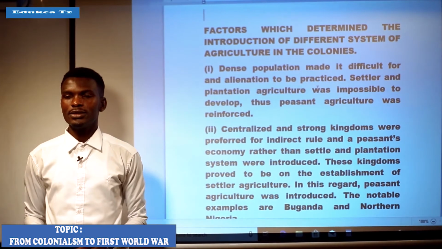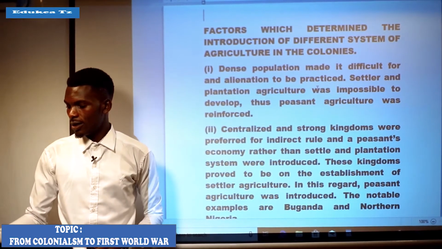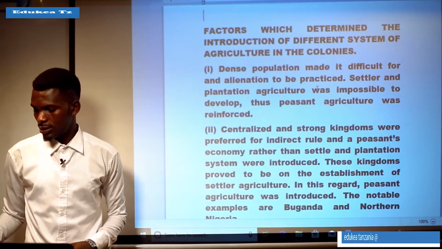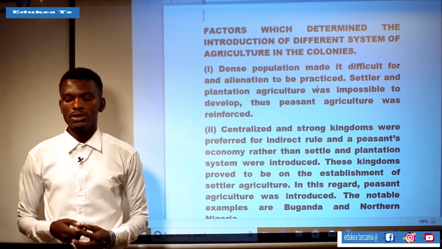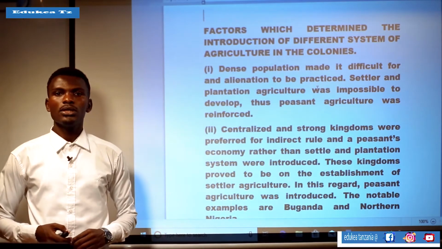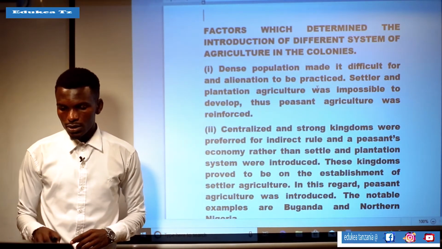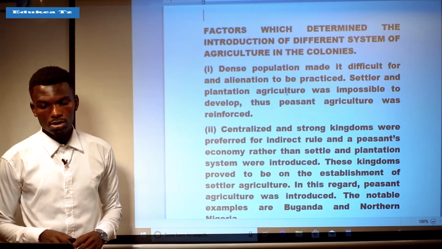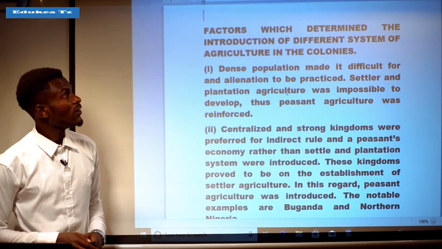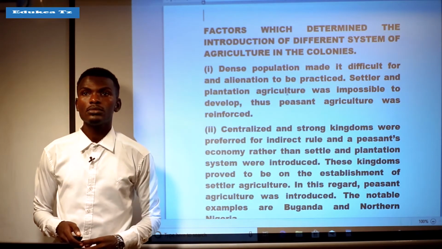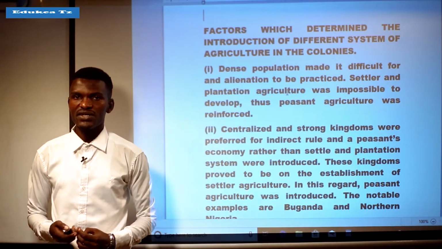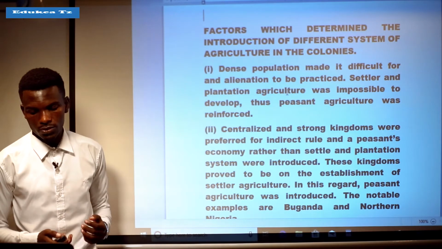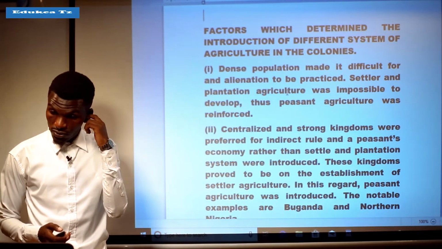Welcome in this session to proceed with our topic, which is the fourth topic in Form 5 history, so called Africa from colonialism to First World War. So we are proceeding with our topic.